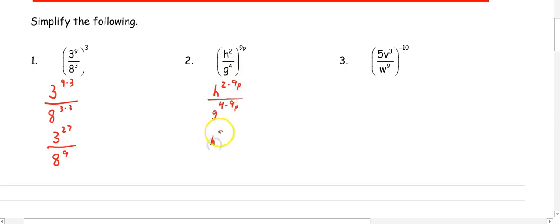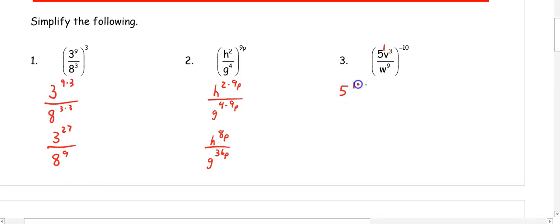So when those multiply, we get h to the 18p and g to the 36p. In number 3, we have parentheses 5v to the third over w to the ninth, all raised to the negative 10th power. So remember that this 5, if it doesn't have an exponent, has an exponent of 1. It's not connected to that v. So all of these are going to multiply with the exponent of negative 10.